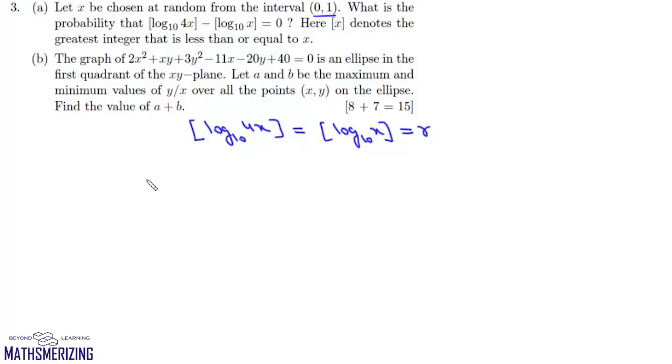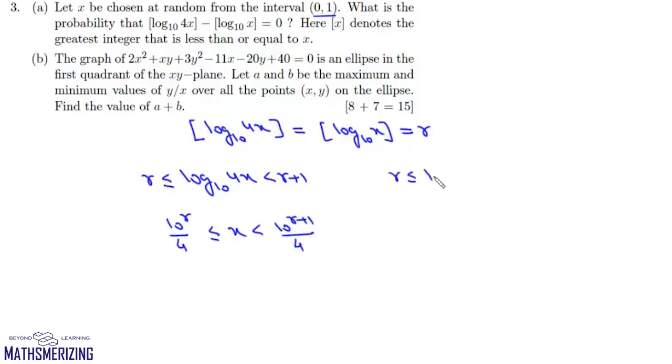So for this first part we can write log 4x to the base 10 will lie between r and r plus 1. Now we take anti-log, we can write 10 to the power r divided by 4 is less than or equal to x, and it will be less than 10 to the power r plus 1 divided by 4. And the same way we can write it for the second part.